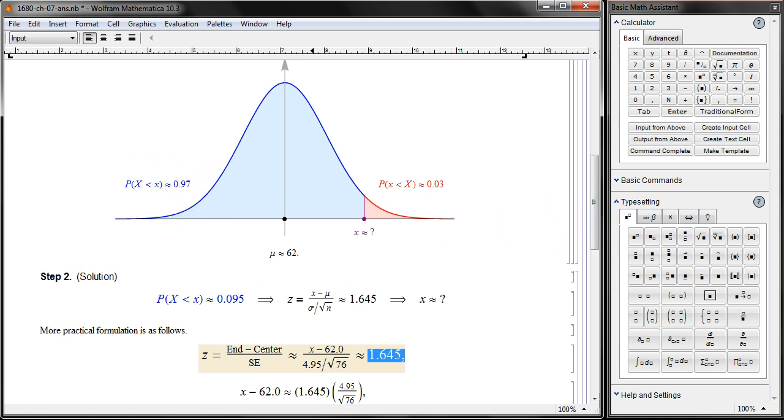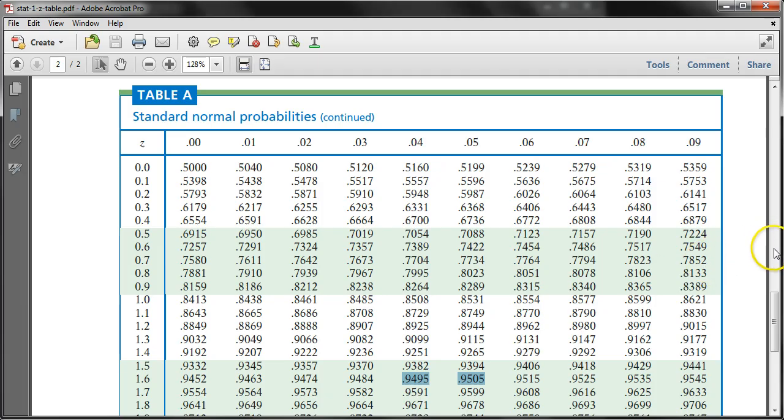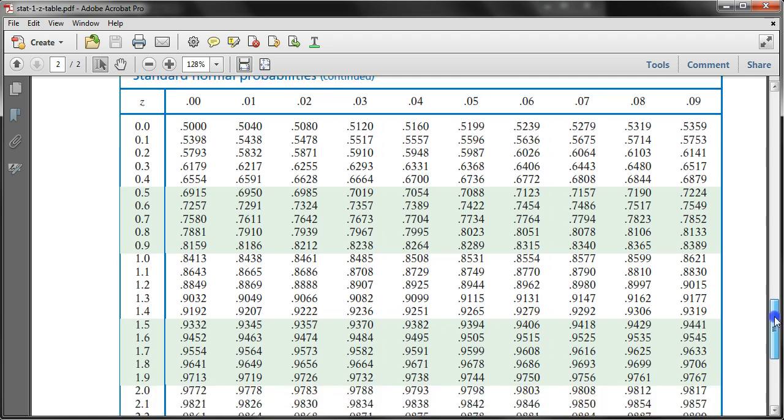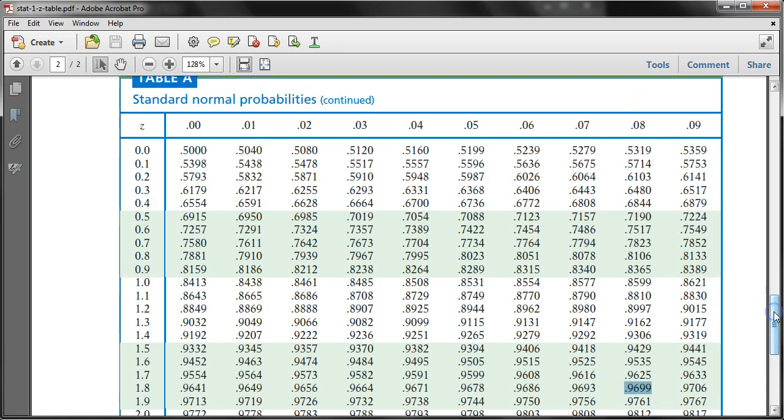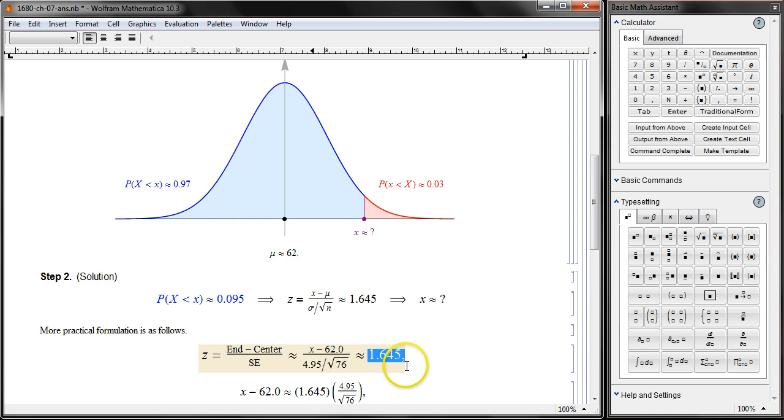So let's go over to the z-score table here and let's look up 97%. I think this is the closest. 0.9699, and that's 1.88, isn't it? 1.88. Do you see? 1.88. So instead of 1.645 here, I'm putting 1.88.